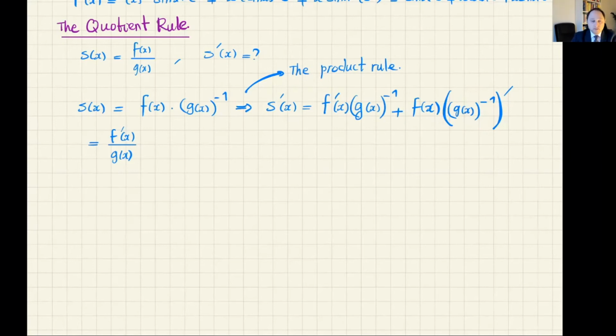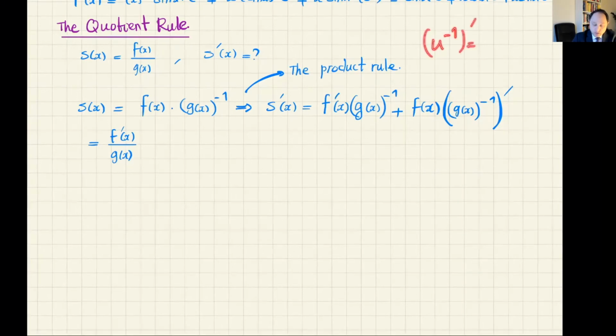Any ideas? You use the chain rule? Yes, how? By taking g of x as the u. Exactly. That's this. G of x is a function of x, so I call it u. And then I have u to power -1, then I have prime.